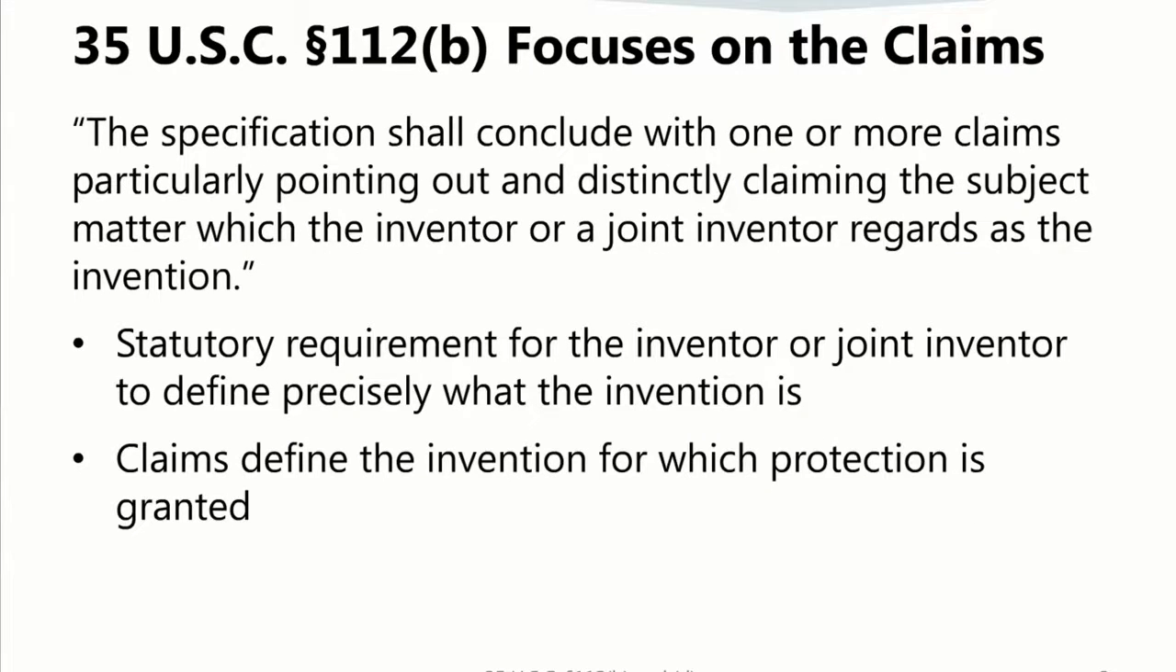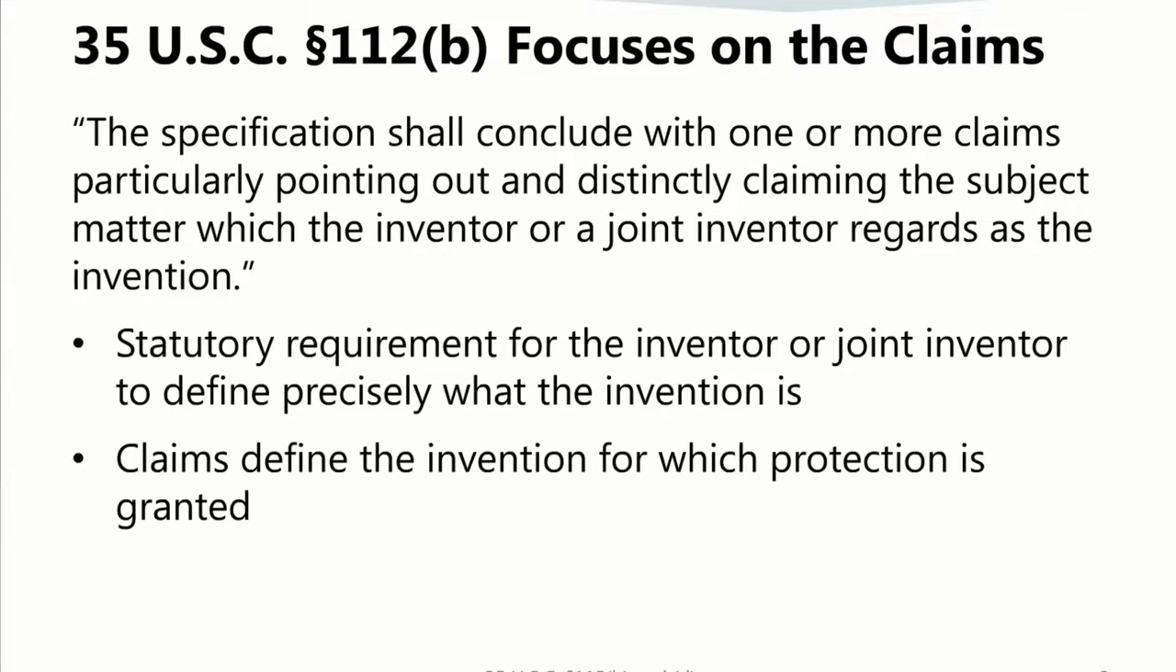35 U.S.C. Section 112B is a statutory requirement for the inventor or joint inventor to define precisely what the invention is. Thus, 112B focuses on the claims. It is the claims of the patent which define the invention for which the patentee is entitled the right to exclude others from making, using, and selling the invention.